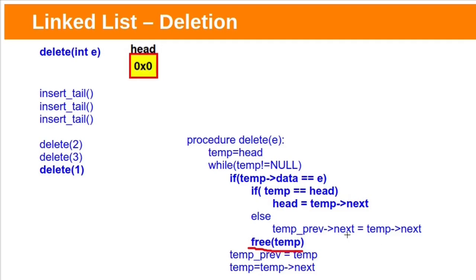Let us see the summary. If the node to be deleted is found at head, we need to update this link. If the node to be deleted is found at other than head, we need to update this link. Else we need to advance these 2 pointers.